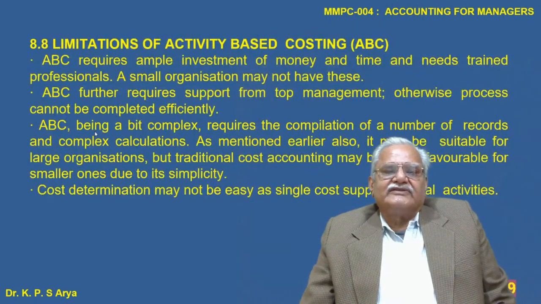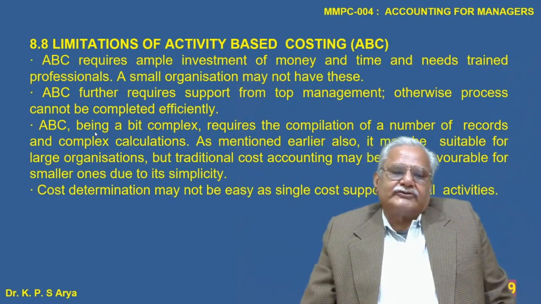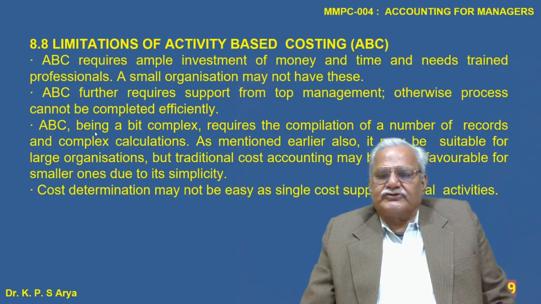Now, limitations of activity-based costing. ABC requires ample investment of money and time and needs trained professionals. A small organization may not have these. ABC further requires support from top management, otherwise the process cannot be completed effectively. ABC, being a bit complex, requires the compilation of a number of reports and complex calculations. As mentioned earlier, it may be suitable for large organizations, but traditional cost accounting may be more favorable for smaller ones due to its simplicity. Cost determination may not be easy as a single cost supports several activities.